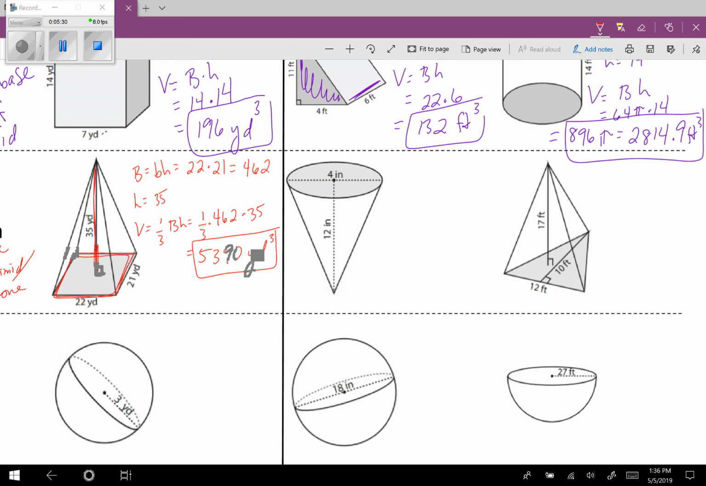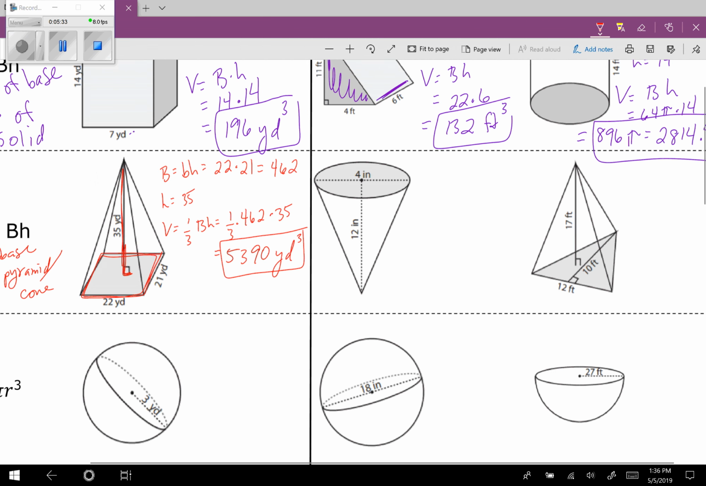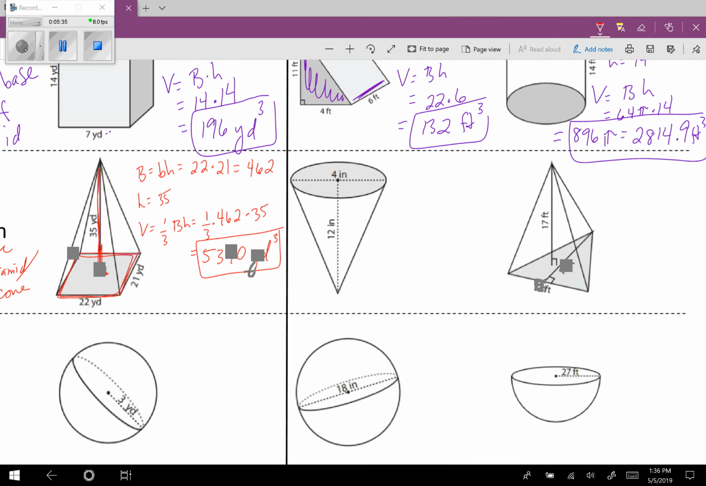Alright, on this one we have a cone. It's the same formula as a pyramid, except the big B, that base formula, we're going to change that. So since it is a cone, our base is a circle.